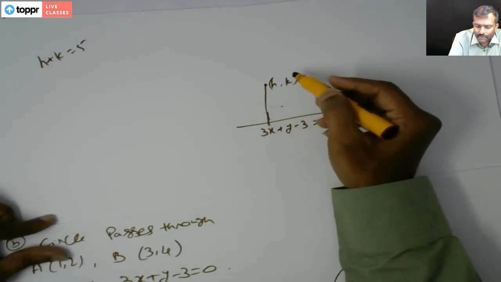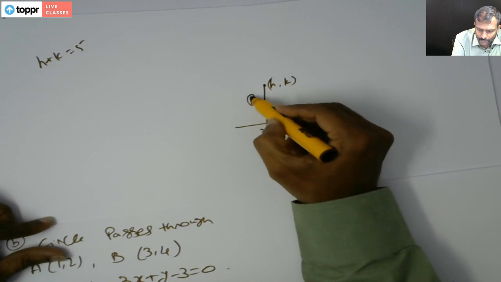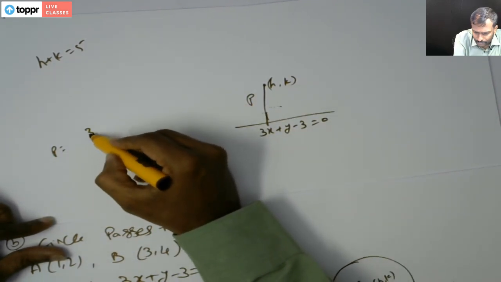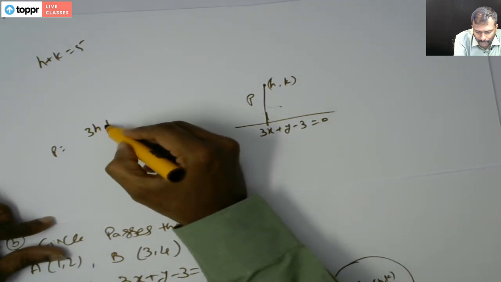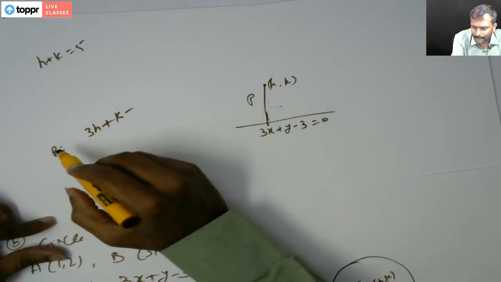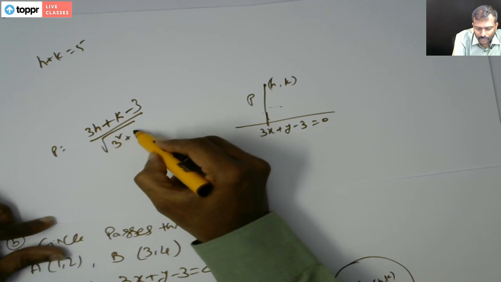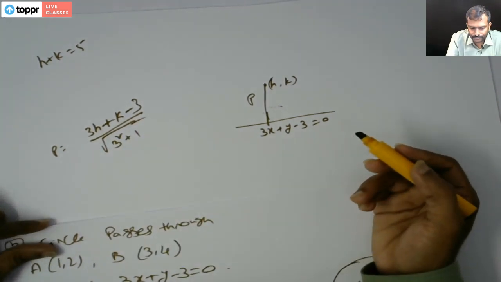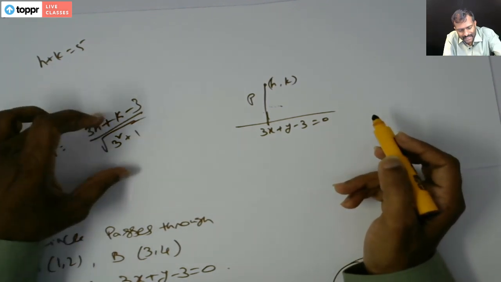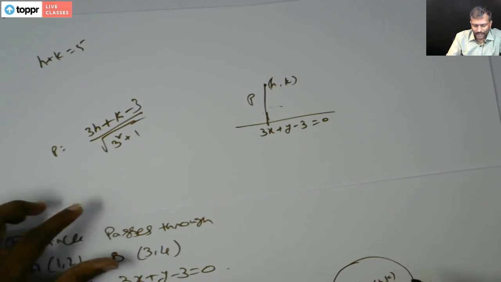So you need to substitute this in this, right? The distance, the perpendicular distance P, is equal to the modulus of 3h plus k minus 3 by root of 3 square plus 1, right? This would be the distance. Now this is the same as the distance between any of these two points, right?